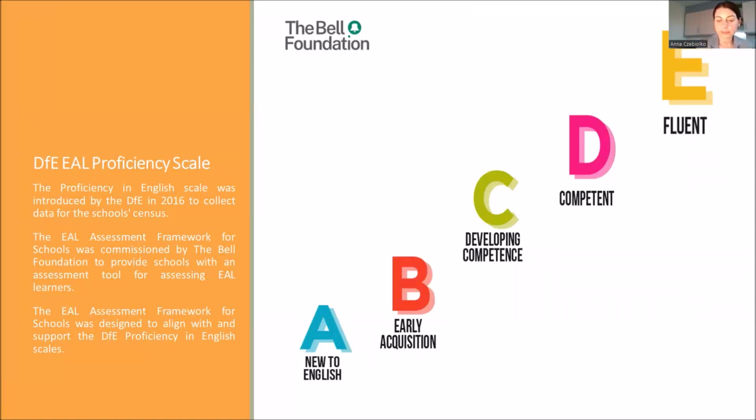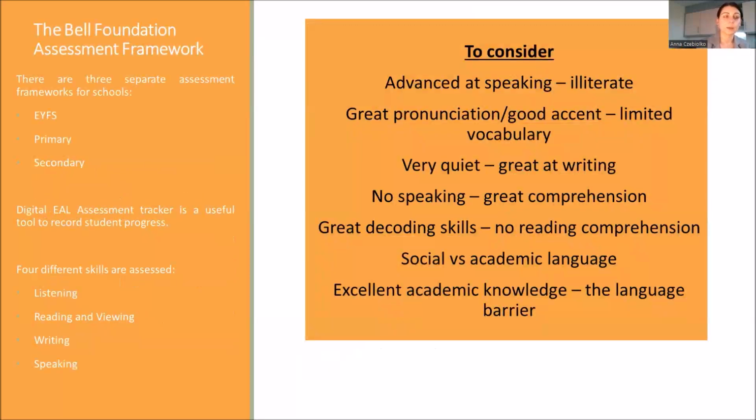And here are the levels. A, new to English. B, early acquisition. C, developing competence. D, competent. And E, fluent. The Bell Foundation has published 3 different assessment frameworks, one for early years foundation stages, one for primary schools, one for secondary schools. There is a digital EAL assessment tracker available for schools.